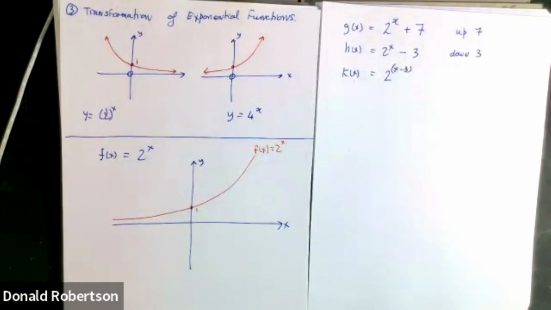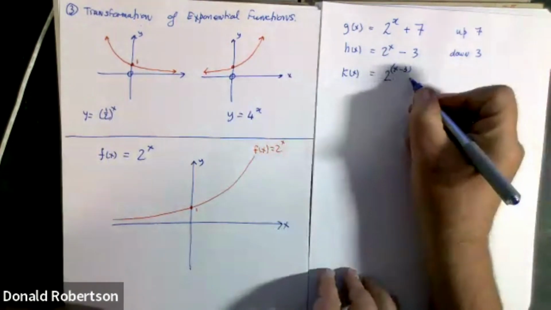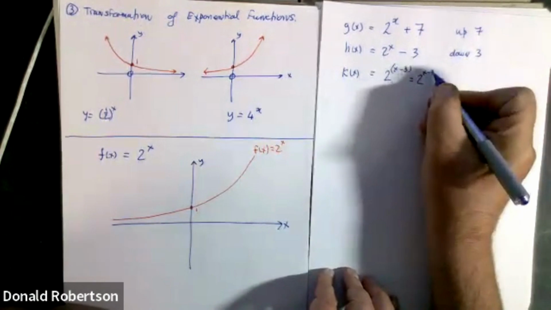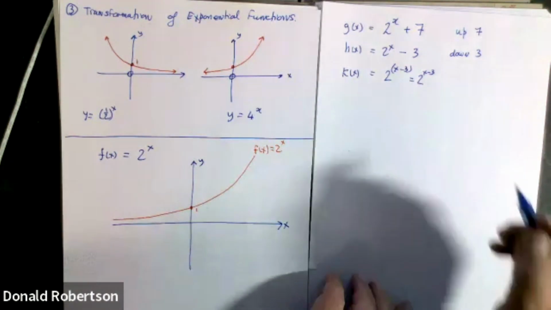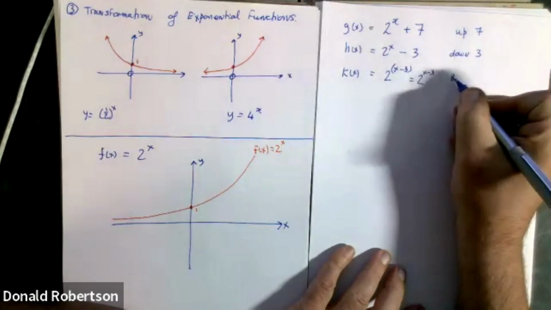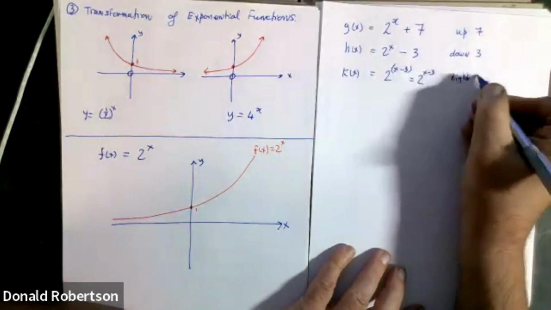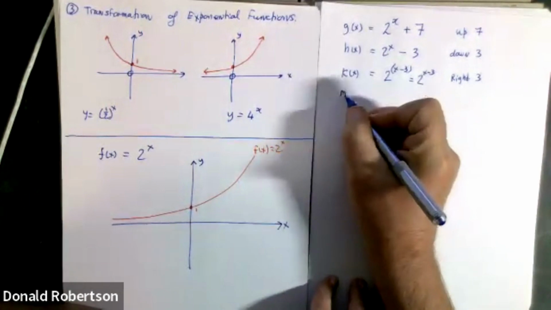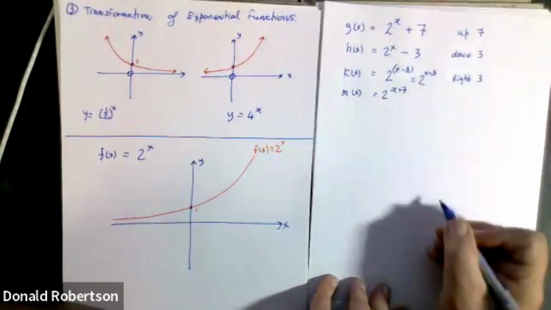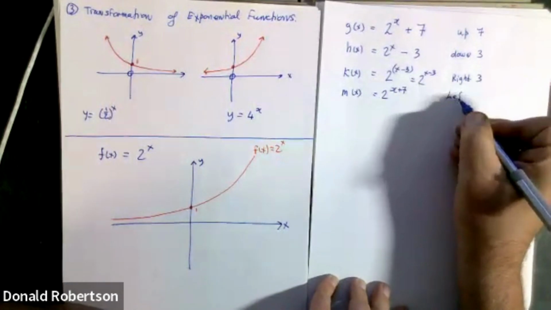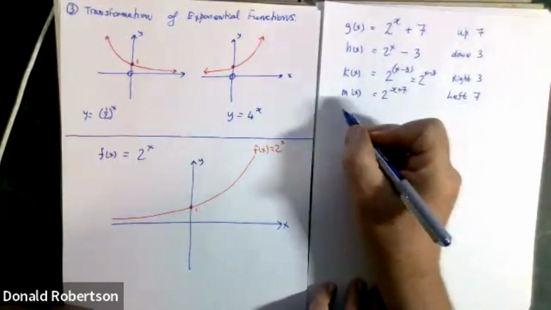Now, the brackets are there for emphasis. You probably wouldn't see them. Normally you would just write it like that. Now, what transformation is happening here? What do you think? Hopefully you've said to the right 3. And hopefully you would then say to the left 7.